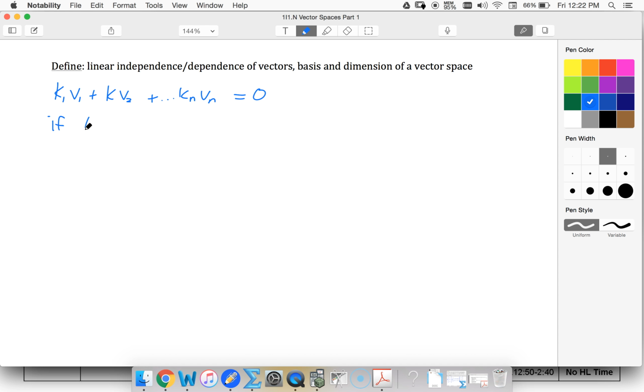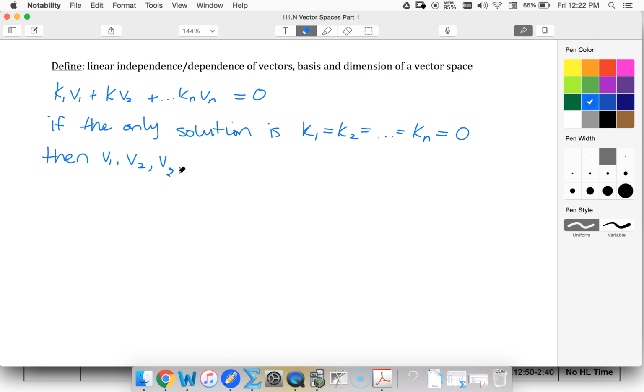So if the only solution is k1 equals k2 equals kn is 0, then our vectors are linearly independent.